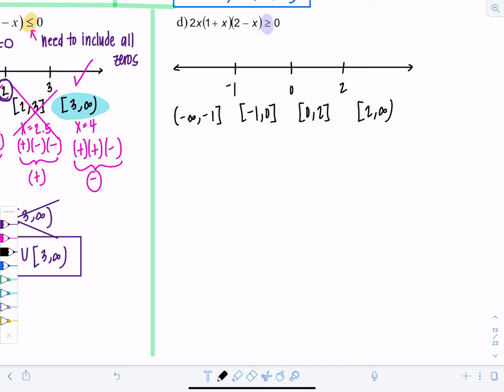Okay, why don't you pause the video right here, see if you can test and figure out which intervals are part of the solution set on your own, and then I'll go over the answer in just a second.